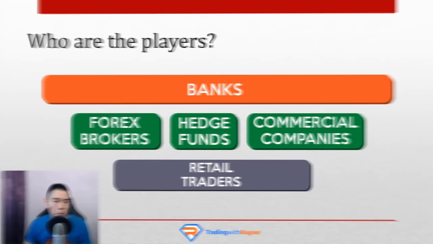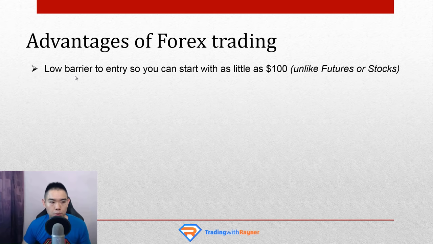So advantages of Forex trading. So what are the advantages? Number one, it is low barrier to entry. So you can start with as little as $100. So unlike futures or stocks where you probably would have to start with a larger amount, for Forex trading, $100 is, I'll say, enough to open an account.